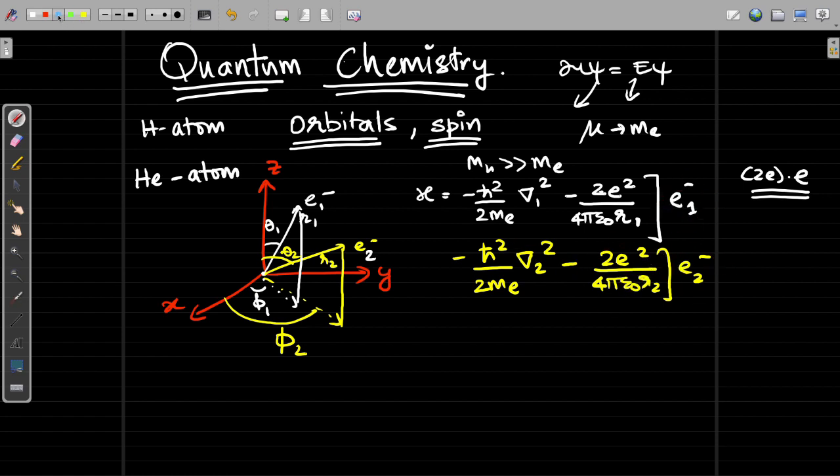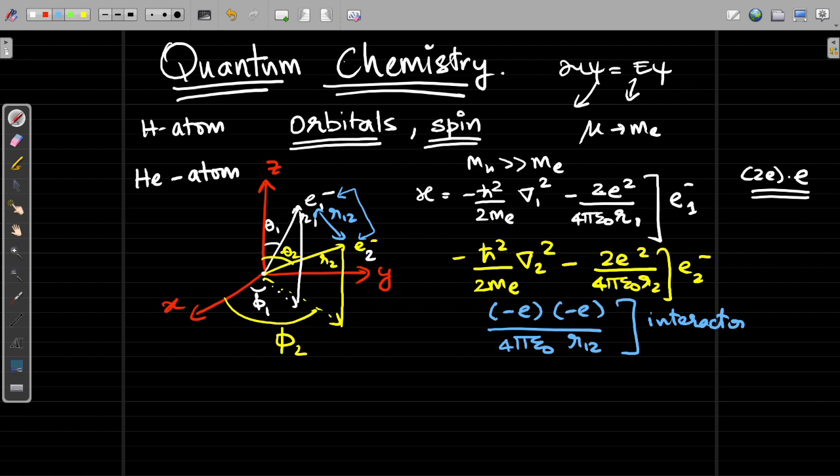But this doesn't get over here. You realize that these electrons will also end up interacting with one another. As the 2 electrons interact with each other, they have their own potential, which is going to be given by the product of the 2 charges, minus e times minus e, divided by 4 pi epsilon naught and the distance vector between them, r12. Right. So now this is the interaction between the 2 electrons.